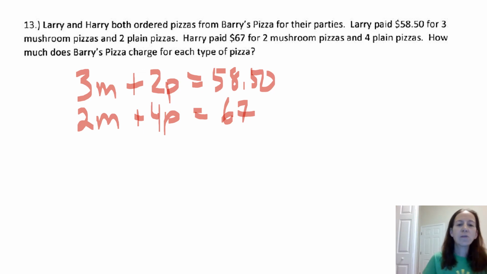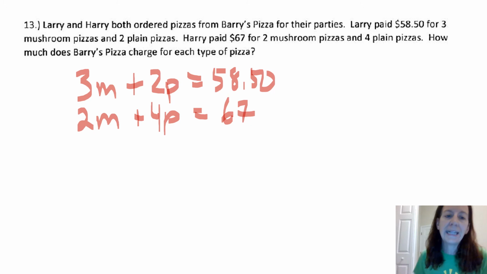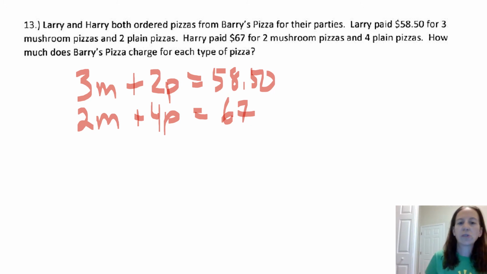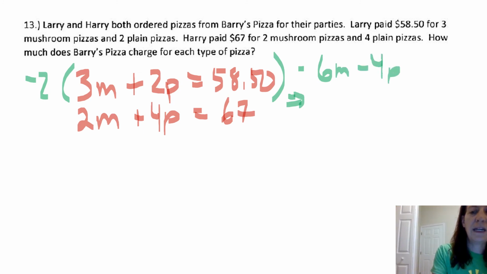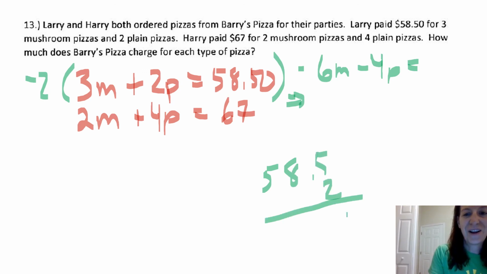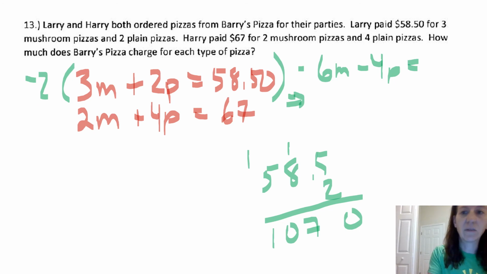Okay. Now for this one, I'm going to choose elimination because I don't have any of the variables that are easy to isolate. And I'm going to choose to eliminate the p because 4 is a multiple of 2, and I can just multiply the top equation by -2, and I'll end up with -4p. Okay, so let's go ahead and do that. So we're going to have -6m minus 4p equals, I don't know what, $107. Well, -$107.